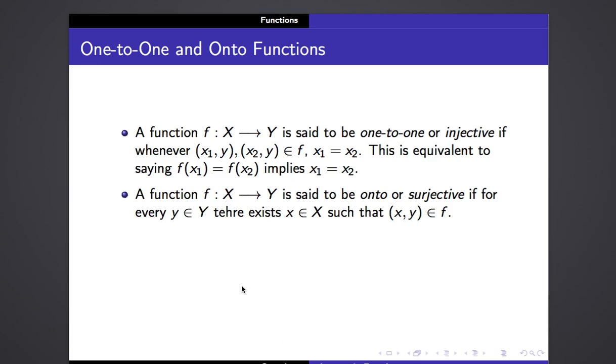A function f from X to Y is said to be onto or surjective if for every y in the set Y, there exists x in X such that the ordered pair (x, y) belongs to f. You can replace this by: there exists x in X such that y equals f of x. Same thing.